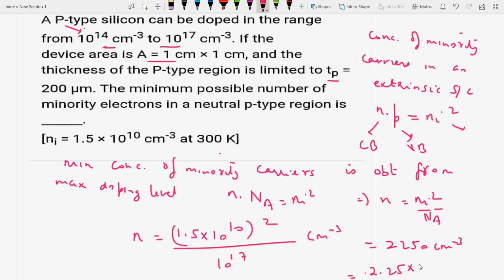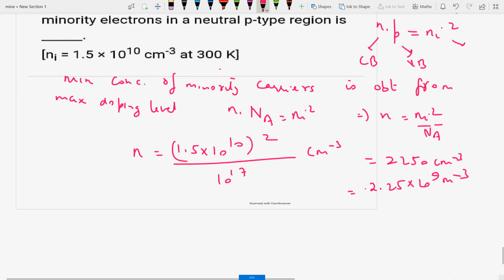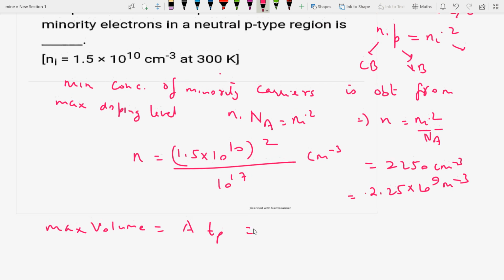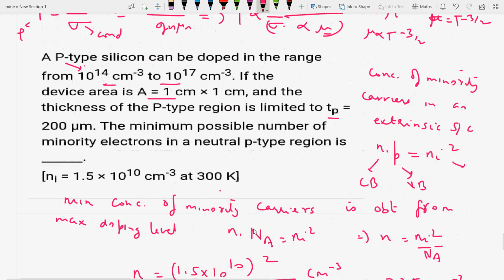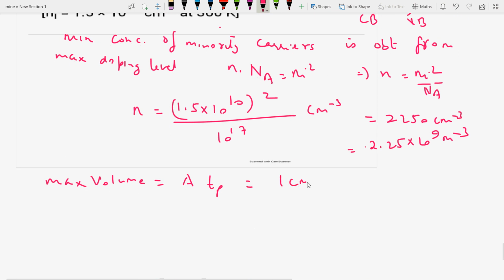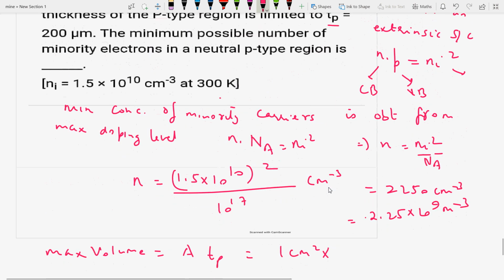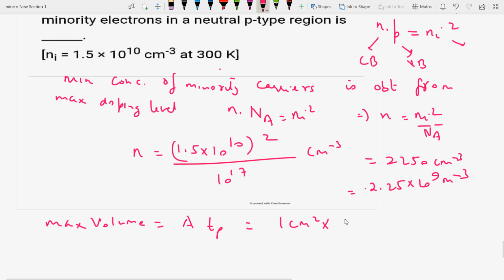Now it is asking for the minimum possible number of minority carriers, so the maximum volume is what matters. Maximum volume is equal to area times the p thickness. The area is 1 centimeter into 1 centimeter, so it is 1 centimeter square, times Tp, which is 200 micrometer, so 200 into 10 to the power minus 6. This is 10 to the power minus 4 into 2 into 10 to the power minus 4, giving 2 into 10 to the power minus 8 meter cube.